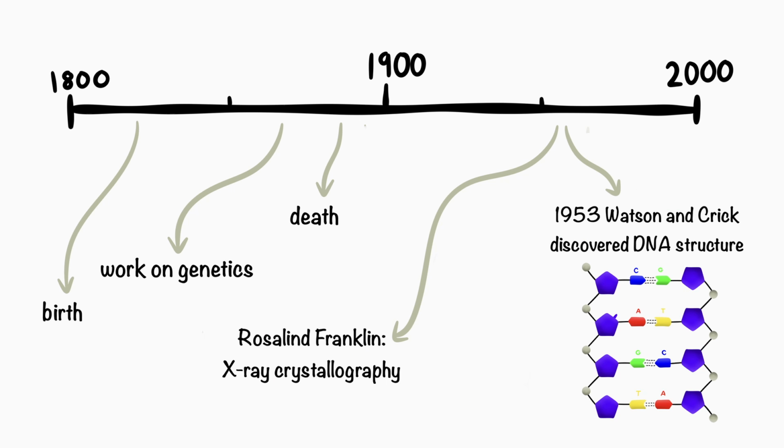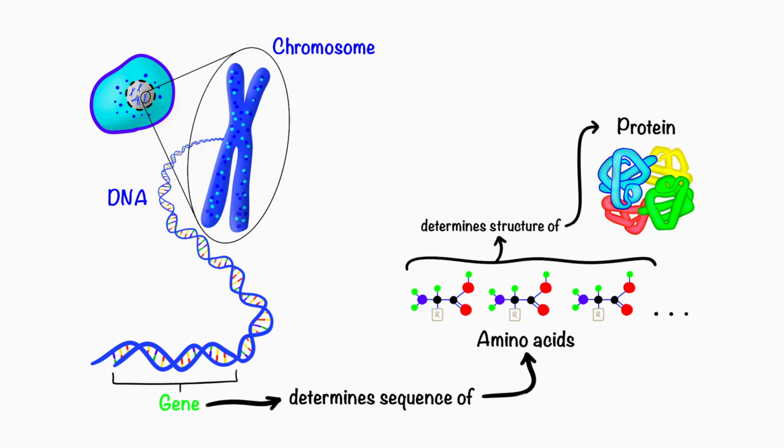In the mid 20th century, another huge advance came with the discovery of DNA structure by Watson and Crick in 1953. This built on the work of many other scientists, including Rosalind Franklin, whose X-ray crystallography was crucial to understanding DNA's shape. Once the double helix structure of DNA was understood, scientists could begin to work out exactly how genes function at the molecular level.